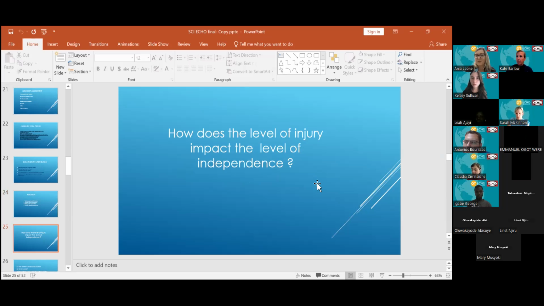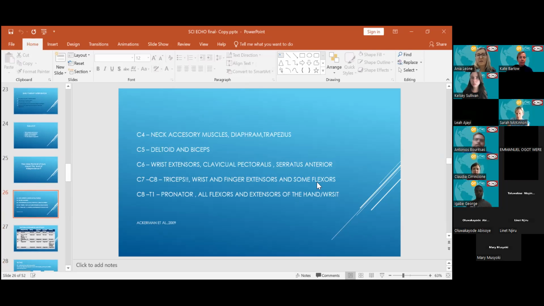How does the level of injury impact the level of independence, right? It's so closely correlated, which is why we want to know early on what level our patient is functioning at.